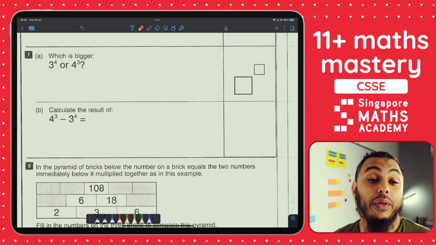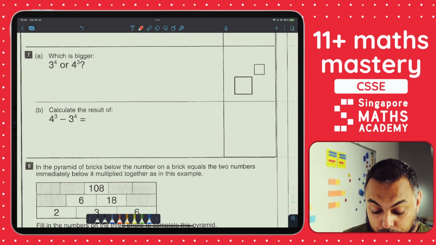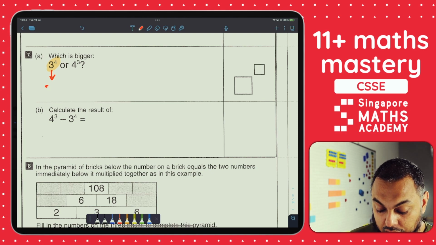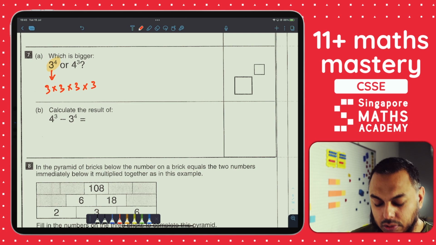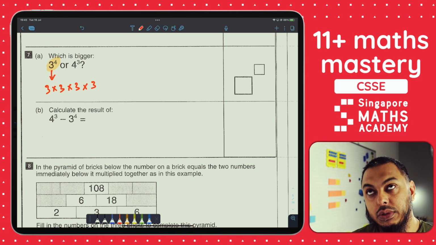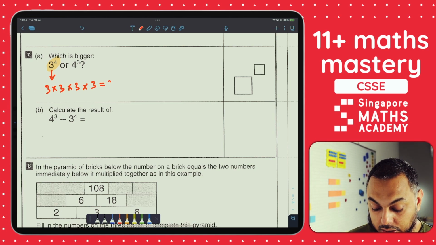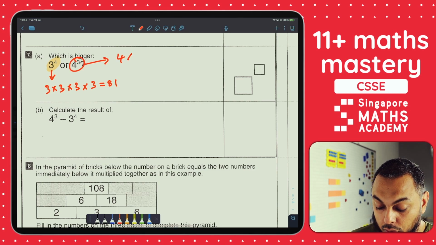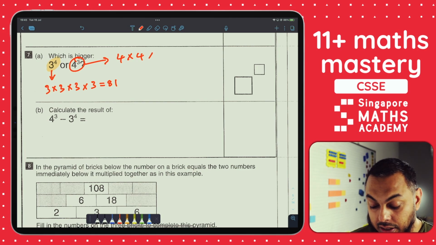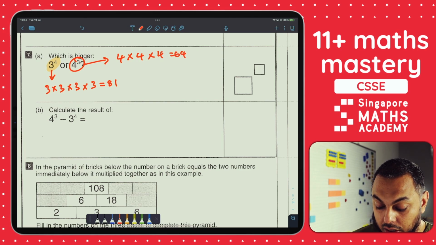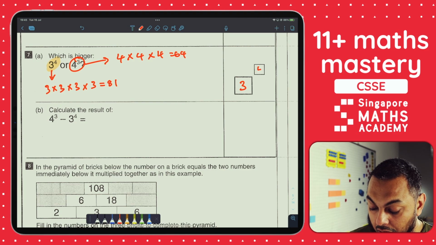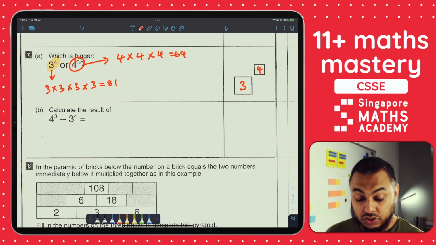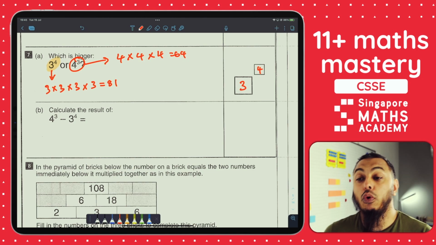Which is bigger, 3 to the power of 4 or 4 to the power of 3? We've got to work out what they are, right? So we have to remember 3 to the power of 4. What does that mean? 3 to the power of 4 means 3 times 3 times 3 times 3, which is 3 times 3 is 9, times 3 is 27, times 3 is 81. Okay, that's 81. And we've got 4 to the power of 3. That means 4 times 4, which is 16, times 4, which is 64. And so 3 to the power of 4 is a larger value, it's bigger than 4 to the power of 3.